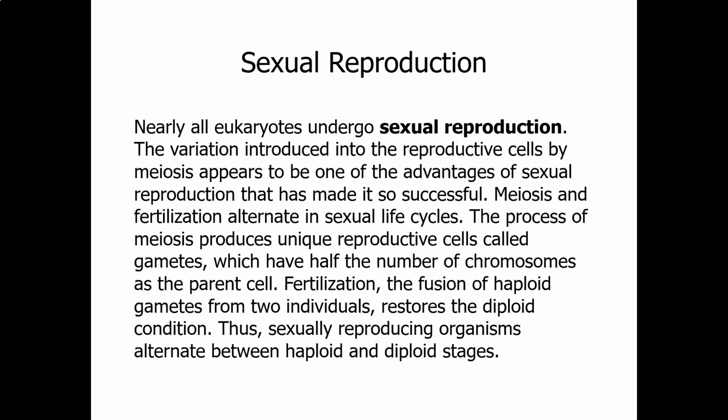All right, so sexual reproduction. Nearly all eukaryotes undergo sexual reproduction. The variation introduced into the reproductive cells by meiosis appears to be one of the advantages of sexual reproduction that has made it so successful. Meiosis and fertilization alternate in sexual life cycles. The process of meiosis produces unique reproductive cells called gametes.